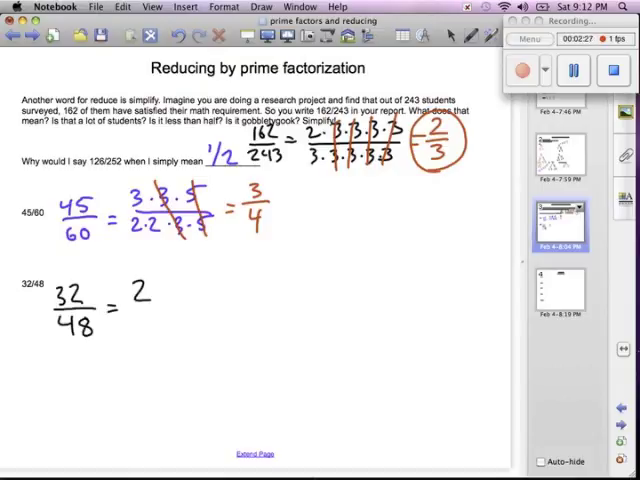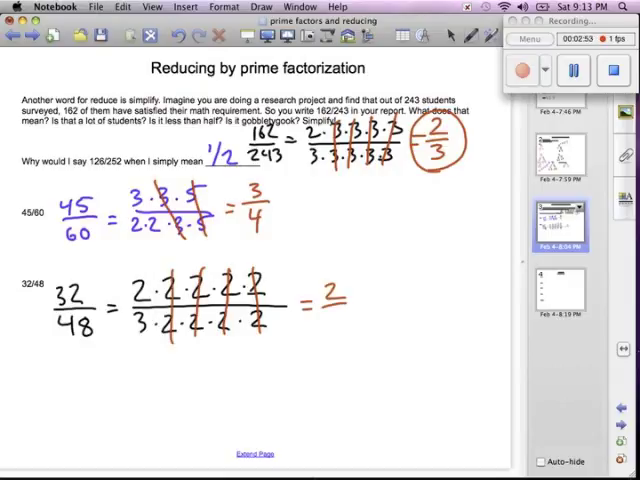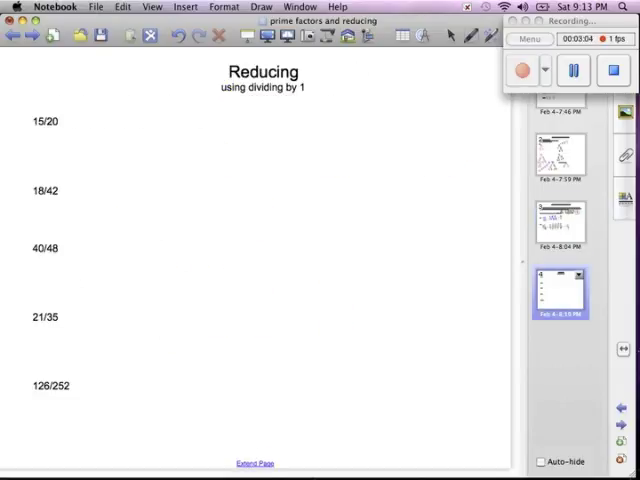This is one that I happen to know and love, but I would not expect you to have this memorized. 32 is 2 times 2 times 2 times 2 times 2. And 48 is 3 times 2 times 2 times 2 times 2. Okay? So 2 over 2 equals 1. That goes, that goes, that goes, that goes. So in the end, this all just equals 2/3. This method is very helpful if you are very good at timesing and dividing. Otherwise, we need another method.